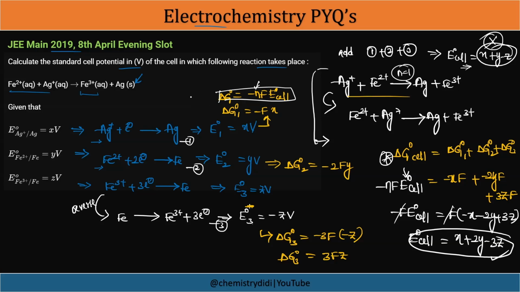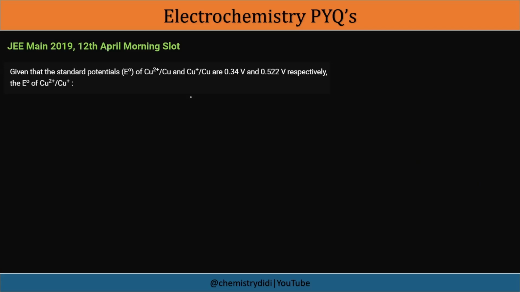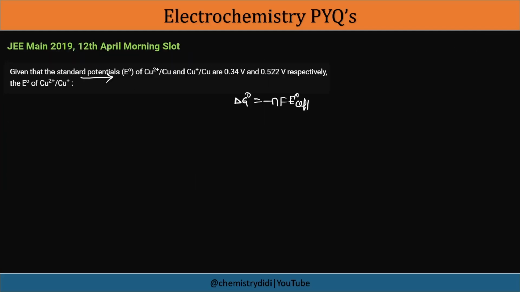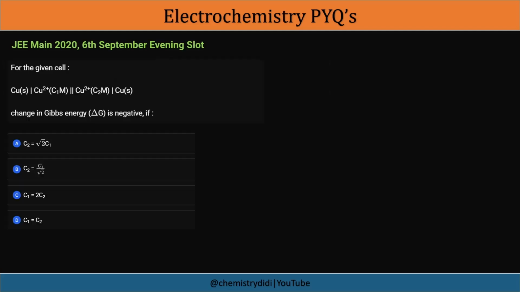Okay, so one more question is there, you just try it on your own. This question is simple, based on that thing only. Whatever way I have told, you need to calculate through this formula, minus nFE naught cell. We can't directly add these things. Just take a screenshot, solve it, and let me know the answer in the comment section. Okay, fine.